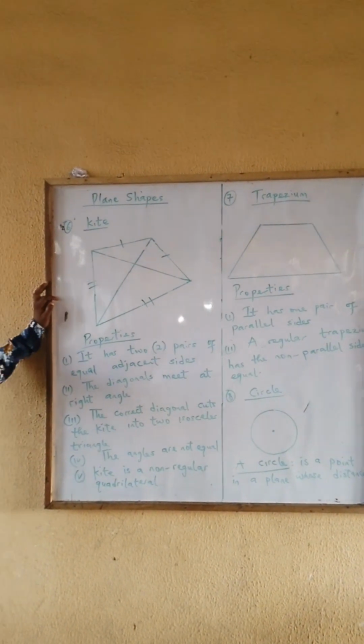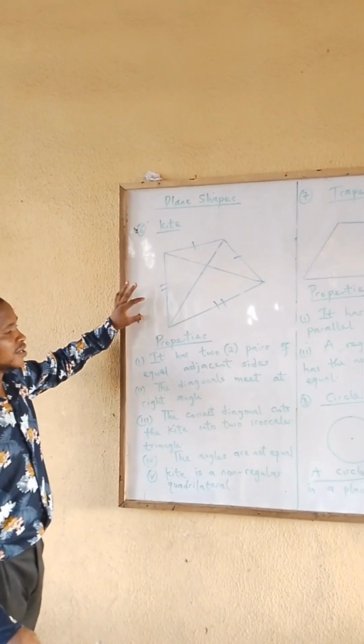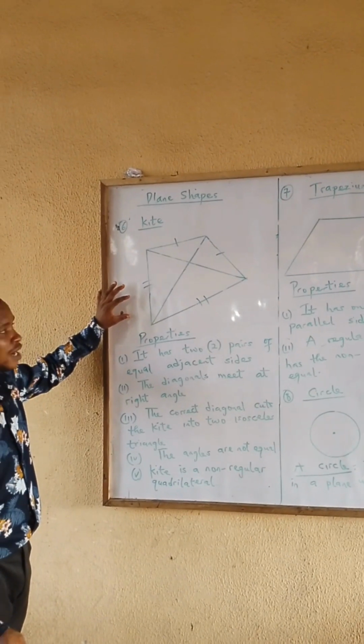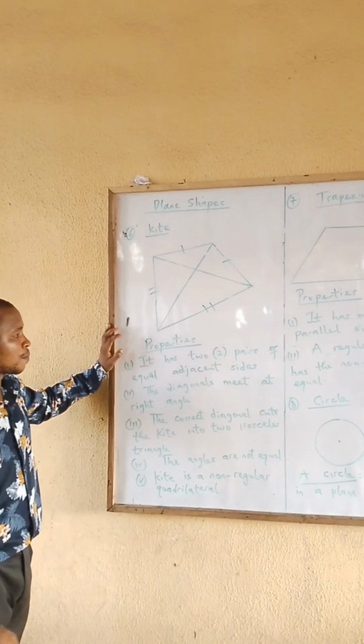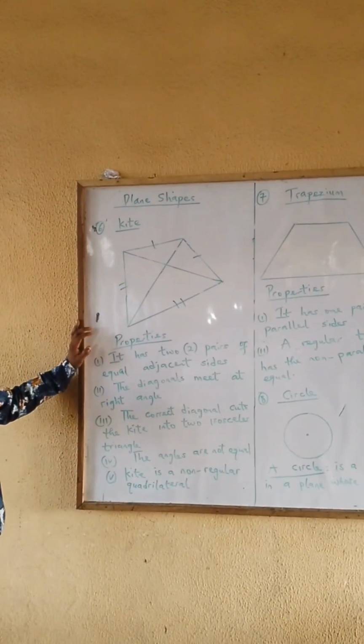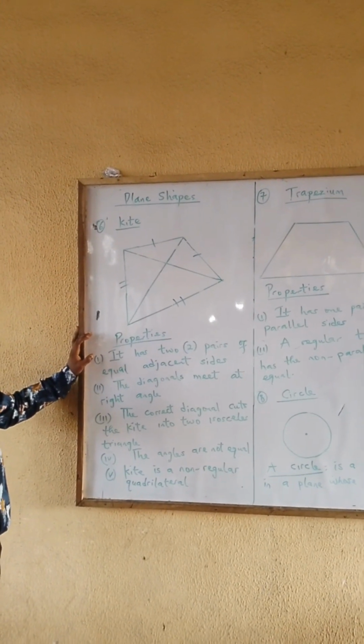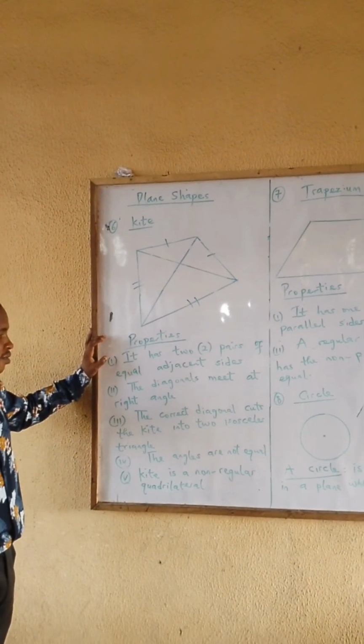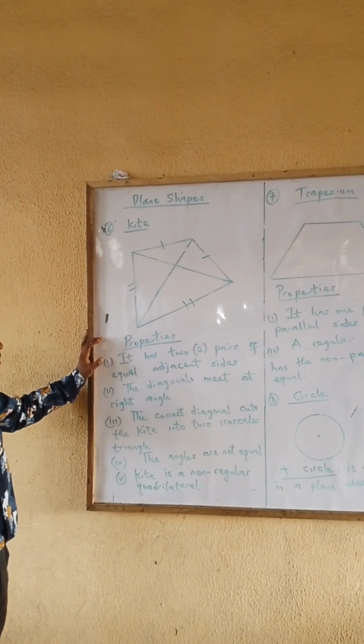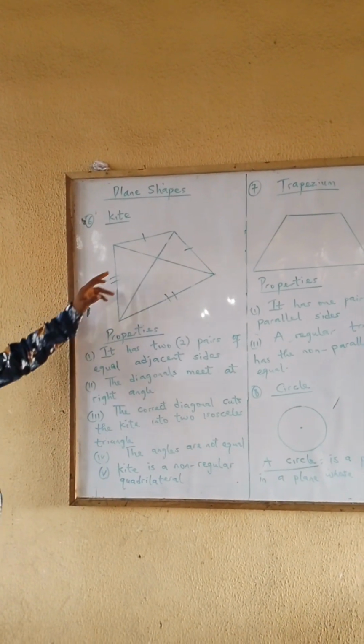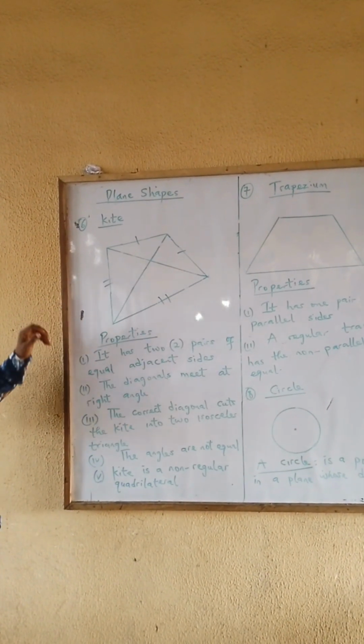Number 6, we have kites. This is the diagram of a kite. And what are the properties of a kite? Number 1, it has 2 pairs of equal adjacent sides, and the diagonals meet at the right angle.